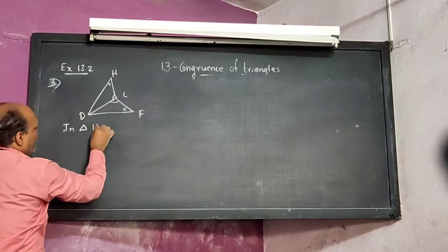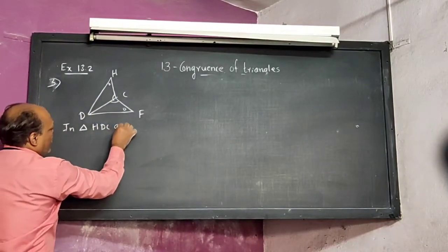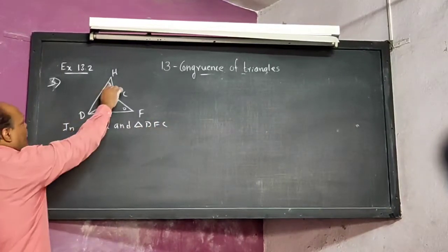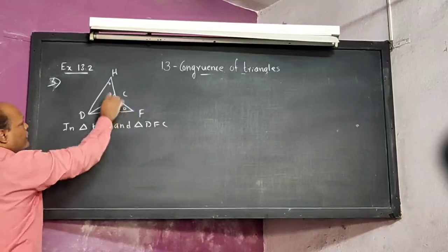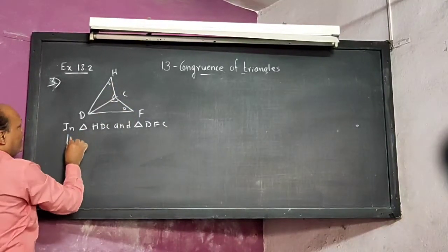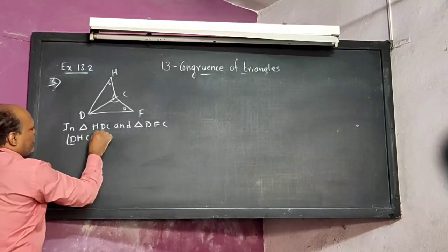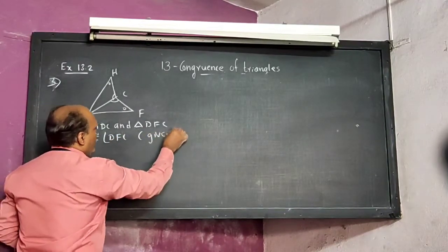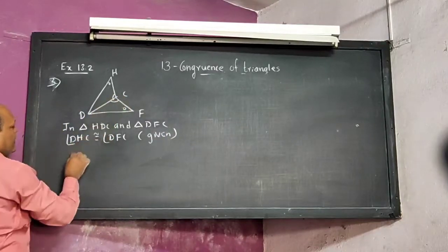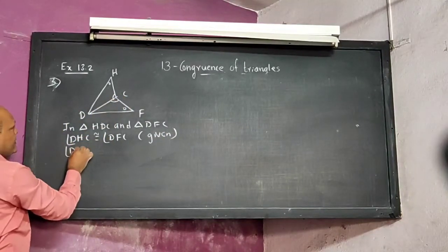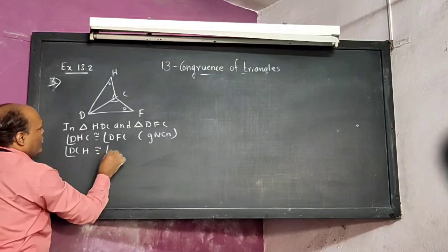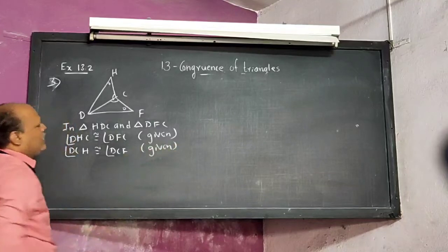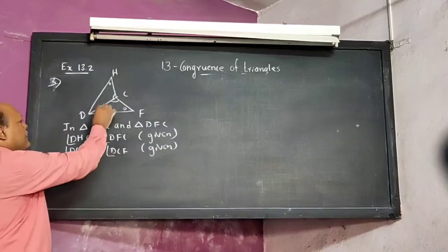In triangle HDC and triangle DFC, angle H is congruent to angle F. This marking is the same. That is, angle DHC is congruent to angle DFC. That is what is given. In the same way, angle C is congruent to angle C. In three alphabets we can write it: angle DCH congruent to angle DCF. That is also given. And the third one we have to find from the diagram. We can say DC is a common side.